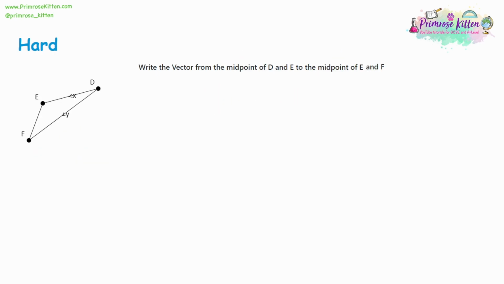For our last question, we're going for the midpoint of D and E. Let's call that M. And then the midpoint of E and F. Let's call that N. So we're starting at M and we're ending at N. First, see if the direct route is possible. It was in the last question. It wasn't in the one before. So we could go from M to E, but then we can't go from E to N. There's nothing labelled there.